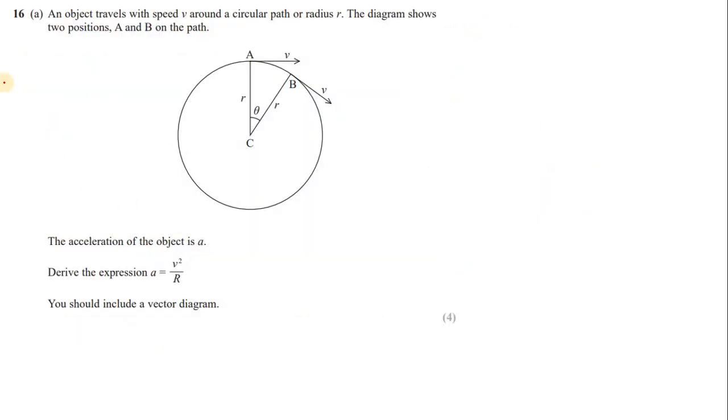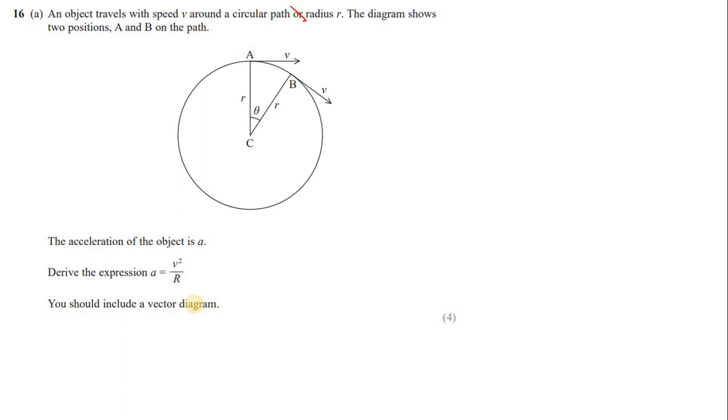Question number 16. An object travels with the speed v around a circular path of radius r. The diagram shows two points A and B on the path. So we have points A and B, circular motion, radius r. The acceleration of the object is a. Derive this expression a equals v squared over r. You should include a vector diagram.